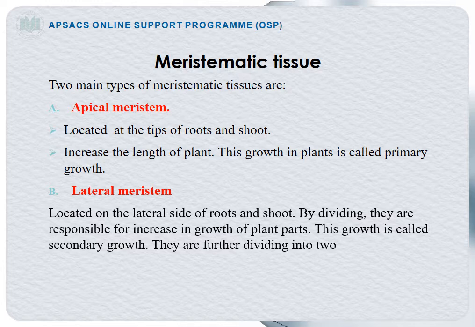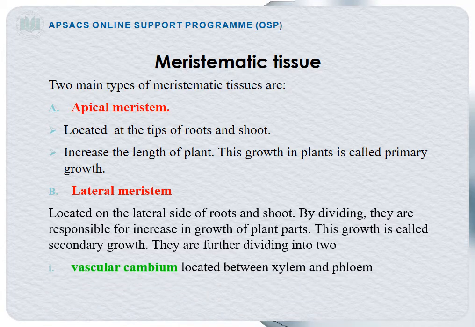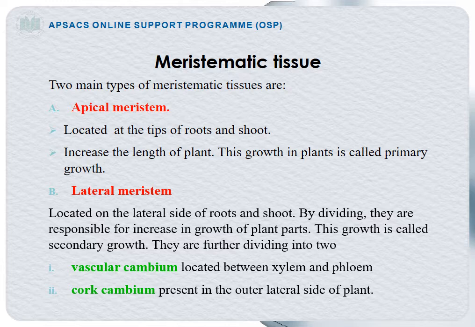They are further divided into two. Vascular cambium is located between xylem and phloem, and the second one is cork cambium, which is located at the outer lateral side of the plant. Lateral growth, that is side by side growth, like the thickness of the plant.